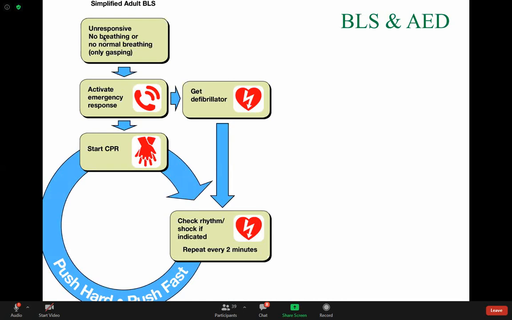This is more simplified. Unresponsive victim, no breathing or no normal breathing, gasping: activate the emergency response, get the defibrillator, start CPR, check the rhythm and shock the patient if indicated, and repeat that every 2 minutes. Push hard and push fast.